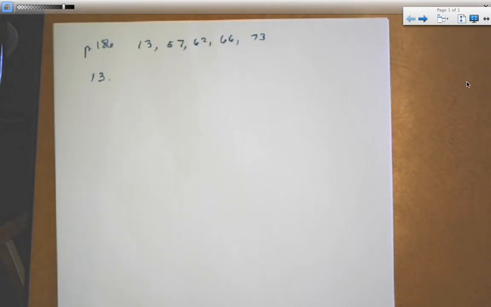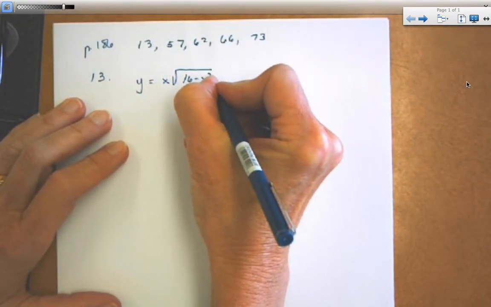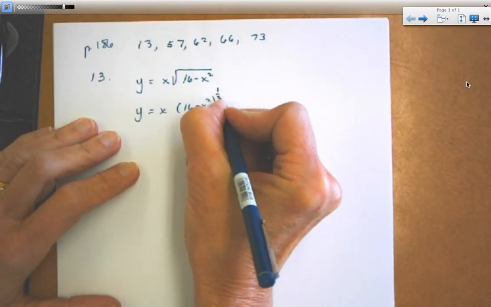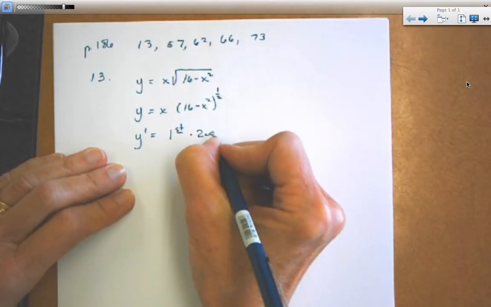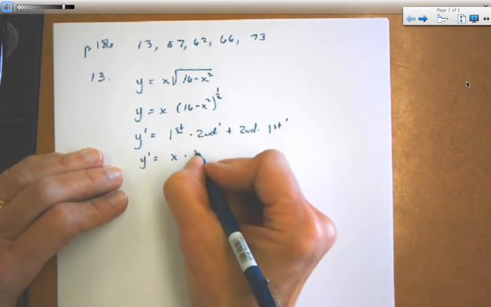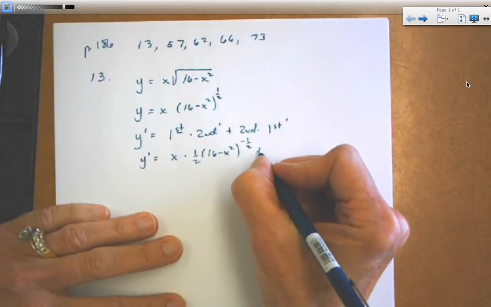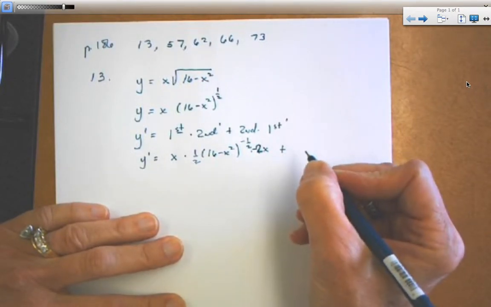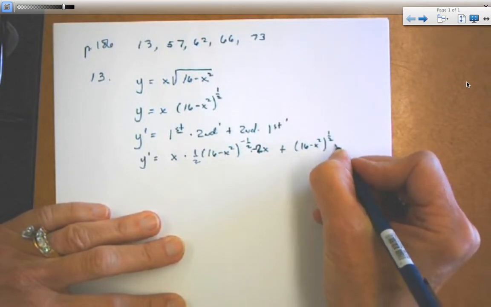All right, number 13. So here we have this function. And I can't use any of my rules because it's not in the correct form, so change it to a fractional exponent. And now let's take the derivative, and I'm going to have to use that product rule: first times the derivative of the second plus second times the derivative of the first. So here we go, x times, using the chain rule, and times negative 2x. Don't forget your signs, your algebra, plus second times the derivative of the first.